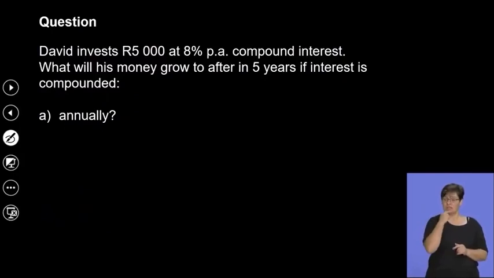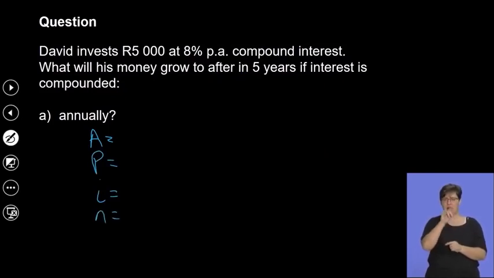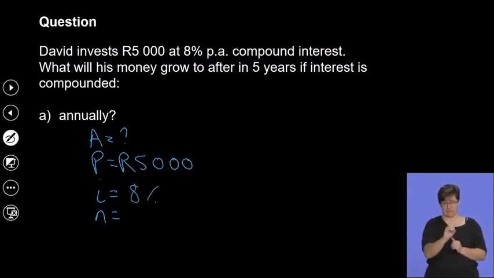Now for the first one, if we say it's compounded annually, remember you start with writing your data. So I have A equals, P equals, I equals, and then N equals. My A will be a question mark. That's what I want to know. I want to know what the amount will grow to. And then my P will be the 5,000. And then my I will be the 8% compounded annually. So 8% compounded annually means it's just 8%. Then my N will be 5 years.